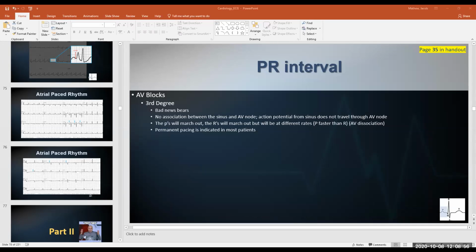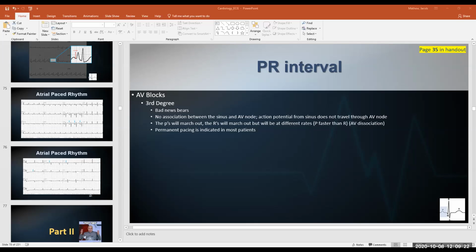Third degree blocks. These are bad news bears, right? You don't ever want to see these. There's clearly not going to be any association between the sinus and the AV node. I think these can be somewhat difficult sometimes to see, right? If you remember the M&M from 2 weeks ago, some people thought that it was a secondary type 2 versus a third degree. Luckily, the management is the same, but you're going to see what appears to be a pretty consistent rhythm. And that's what makes it easy to decipher.